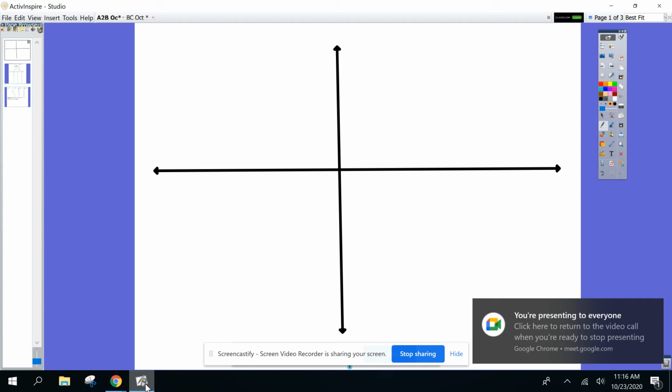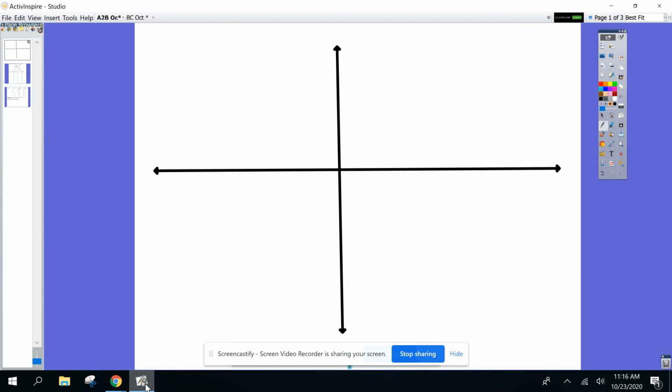I got 4 quadrants. Hopefully you know what the 4 quadrants are, where 1, 2, 3, and 4 are. I got 0 degrees over here. Then I go by 90s. 90 degrees up here, 180 degrees here, and 270 down here. And then I'm back to the beginning where I end up at 360.